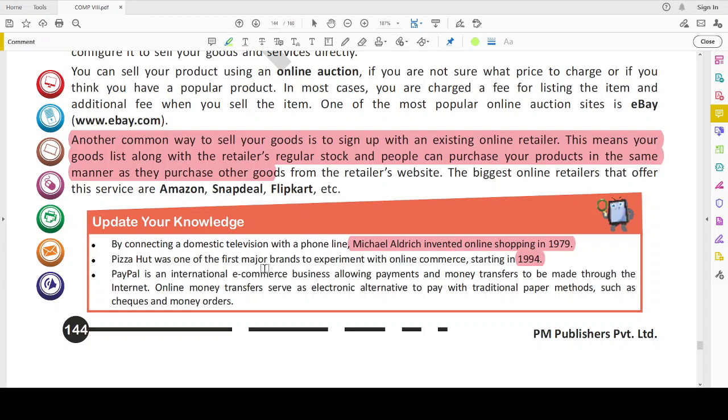PayPal is an international e-commerce business allowing payments and money transfers to be made through the internet. Online money transfers serve as an electronic alternative to traditional paper methods such as checks and money orders. So when there was no electronic alternative, what were the traditional paper methods? Paper methods were checks and money orders. People used to give checks to whom they needed to pay money.